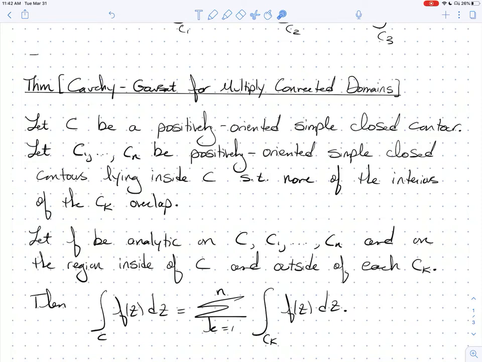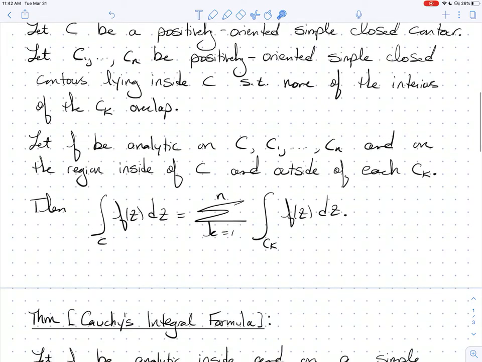Does that make sense? So then here's the statement that we just said. F is analytic on the curves, and then it's on the region inside of C and outside of each of the Ck. It's just the blue region in the picture. Then the integral over the big contour C is equal to the sum of the integrals of f over the smaller contours Ck. And like I said, there's another way to write this. Actually, let's talk about it together.